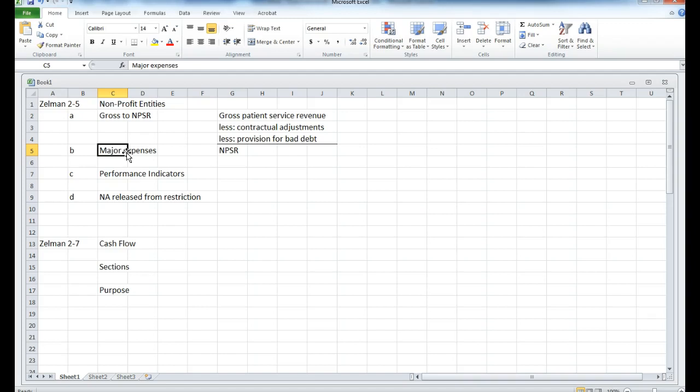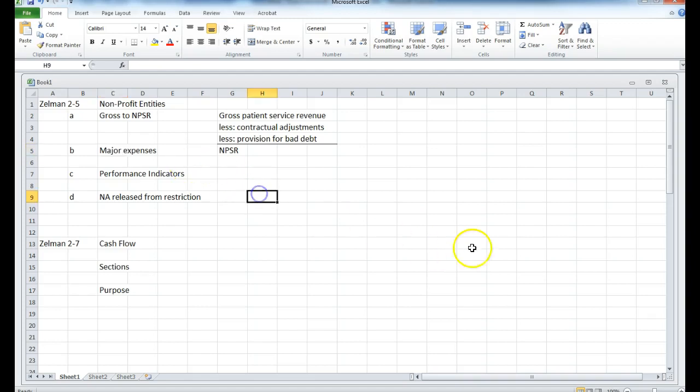Next, we want to look at performance indicators. So this is from page 63 in your book. And really, when we're looking at performance indicators, we're looking at our revenue over expenses and how that may be adjusted based on various things. And we won't get too much into that. We'll get into that later when we do financial statement analysis. But I think the next important one is, how do we get net assets released from restriction?